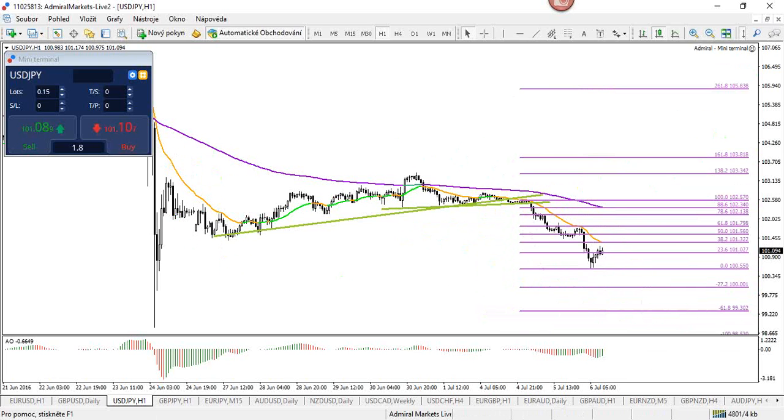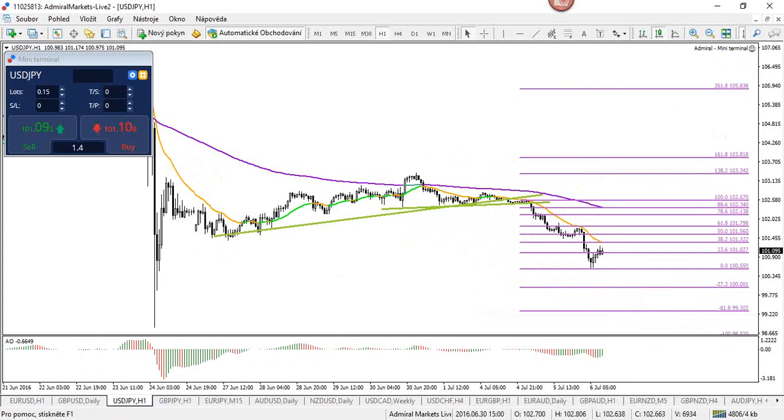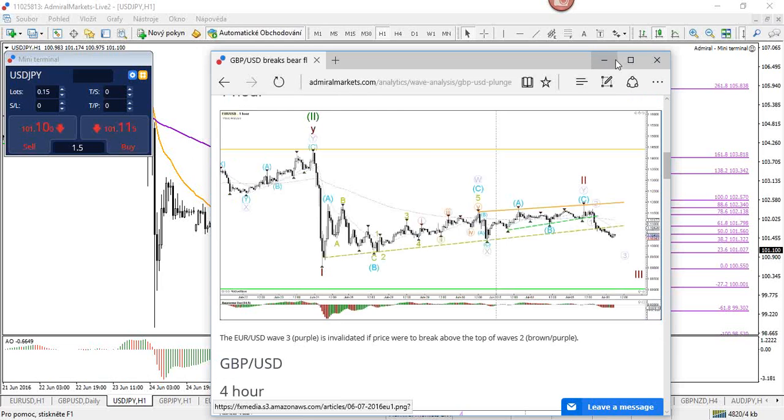Does anyone have a preference for any other currency pair? These are the 3 majors that are normally analyzed in the wave analysis. I think I have it finally viewable for us.